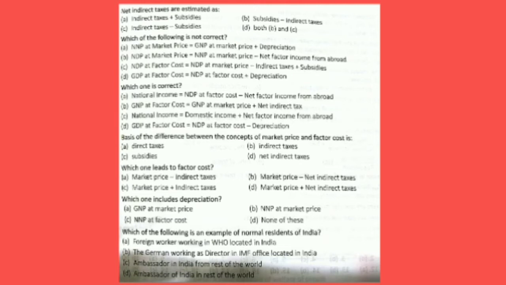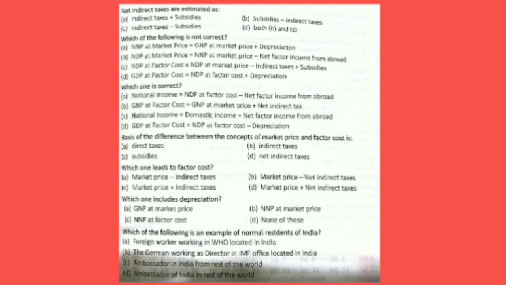Next one: which one leads to factor cost? Option A market price minus indirect tax, option B market price minus net indirect tax, option C market price plus indirect tax, option D market price plus net indirect tax. So option B is the right answer, market price minus net indirect tax. If market price minus net indirect tax is not given, then the correct answer will be market price minus indirect tax.